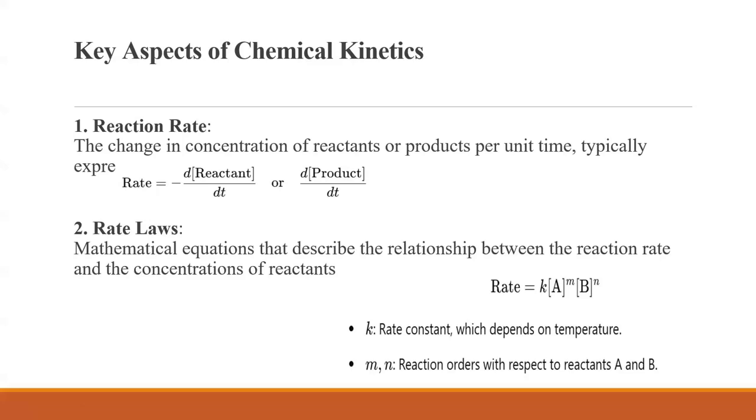Another aspect is the rate laws, and we shall see that these are mathematical equations that describe the relationship between the reaction rate and the concentration of reactants. When we look at this equation, this model is giving us K times the concentration of reactant A to power M and times the concentration of reactant B to power N, whereby K is the rate constant, and this depends on temperature. Then M and N are the reaction orders with respect to reactants A and B.